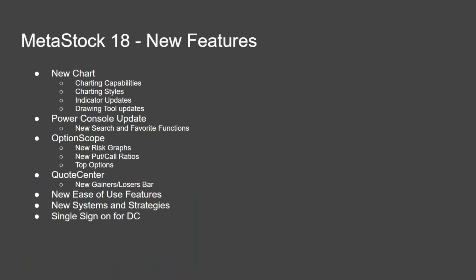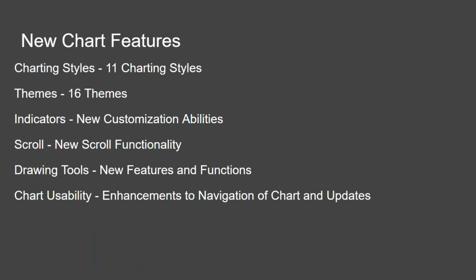So MetaStock 18, this is everything we're going to be discussing today. The main thing we did in MetaStock 18 is we completely rebuilt the charting engine. So anything to do with charts, drawing tools, new indicator customization abilities, all that has been completely revamped. Plus we've done some new search functionality for the Power Console, and we added some stuff to Optionscope as well as Quote Center.